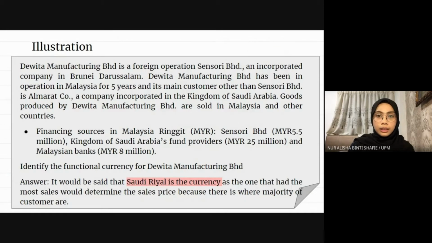For better understanding, let's see this illustration together. Duwita Manufacturing Berhad is a foreign operation of Sensory Berhad, an incorporated company in Brunei. Duwita Manufacture has been in operations in Malaysia for 5 years, and its main customer other than Sensory Berhad is Almarat Company, which is a company incorporated in Saudi Arabia. So goods produced by Duwita are sold in Malaysia and other countries.